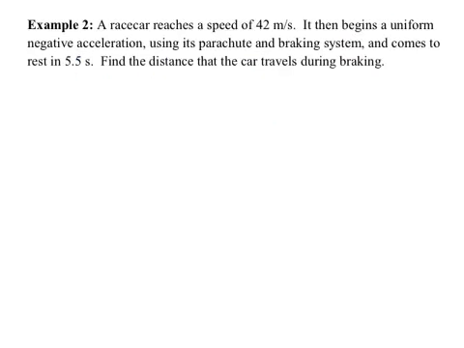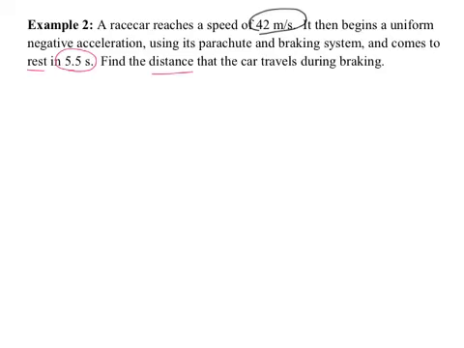Alright, let's take a look at the first example here and decide which of those three kinematic equations we may use. So a race car reaches a speed of 42 meters per second. It then begins a uniform negative acceleration using its parachute and braking system. It comes to rest, keyword comes to rest, in a time period of 5.5 seconds. Find the distance the car traveled during braking.